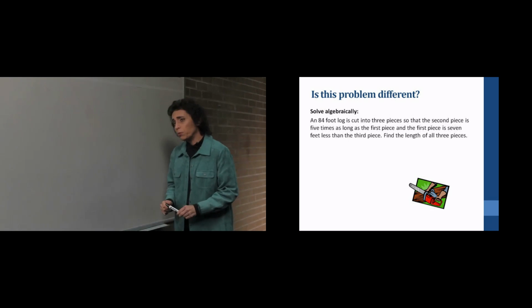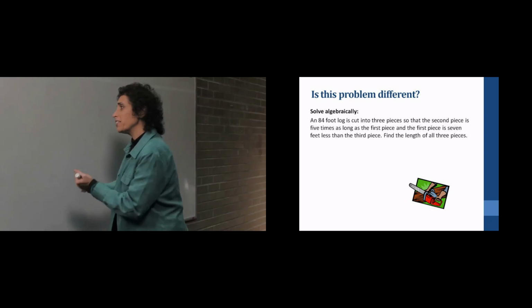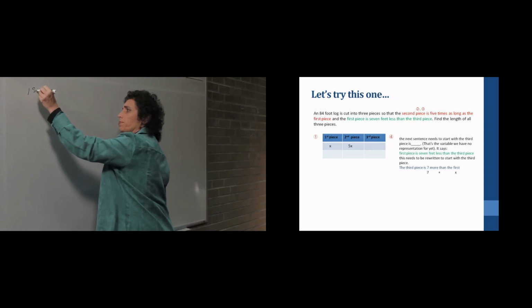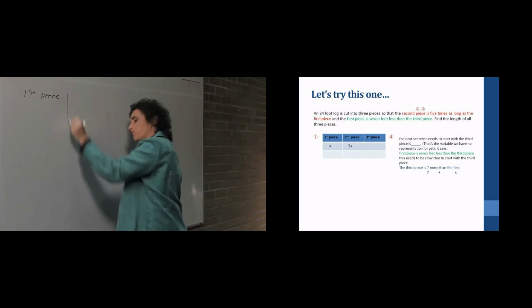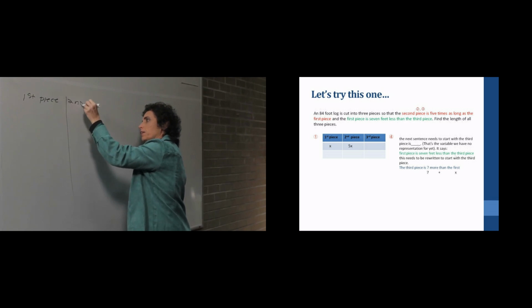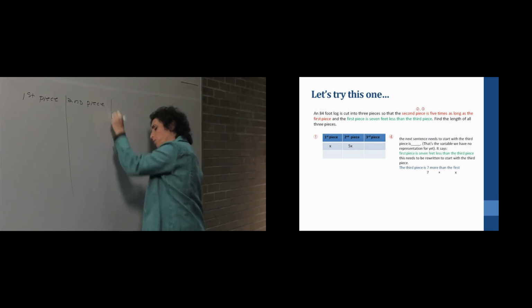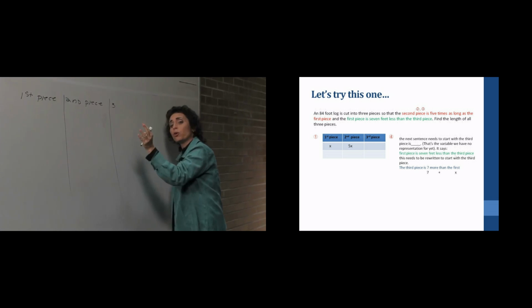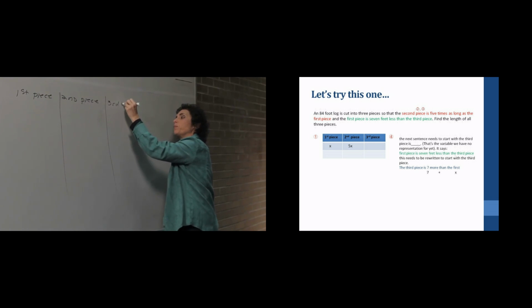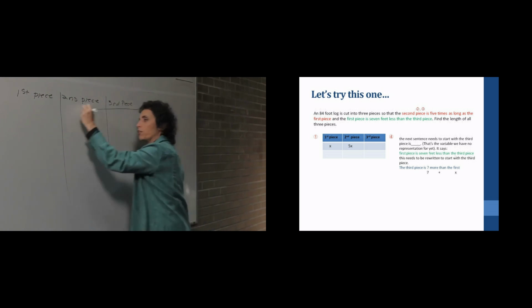Now, here's the problem with this. We have 3 unknowns, but let's set them up. We have the first piece, the second piece, and the third piece. You're probably wondering why I'm not sending you the workbook, huh? There must be something different about this problem. Let's see if we can figure it out.